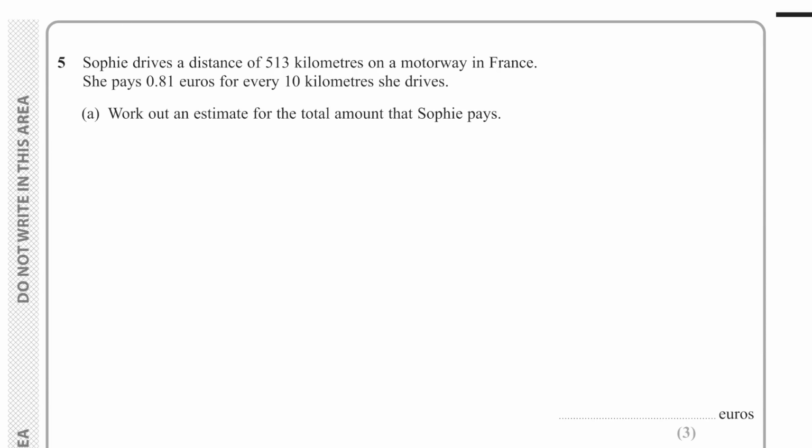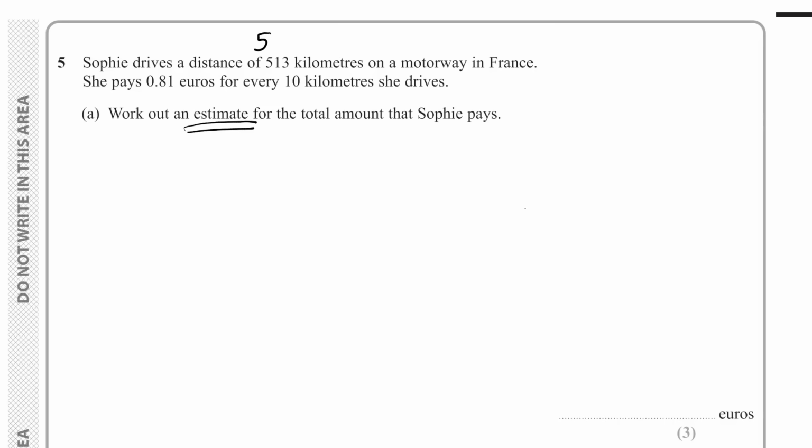Question 5. Sophie drives a distance of 513 kilometers on a motorway in France. She pays a total of 0.81 euros for every 10 kilometers she drives. Work out an estimate for the total amount that Sophie pays. So it's an estimate. That means we're not going to use the exact numbers. We won't get the marks unless we round them. So we need to make it simpler.